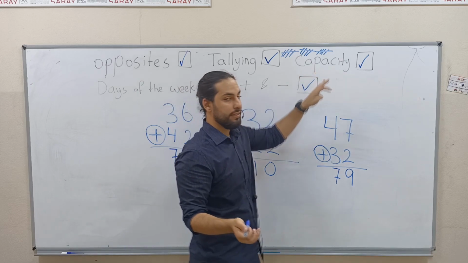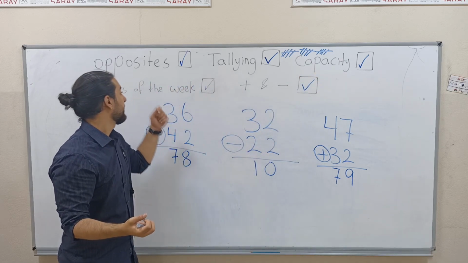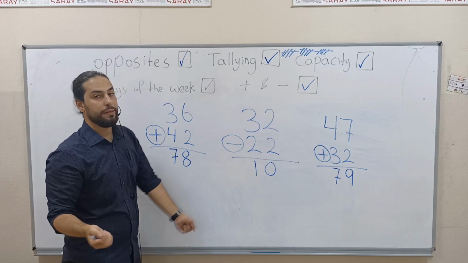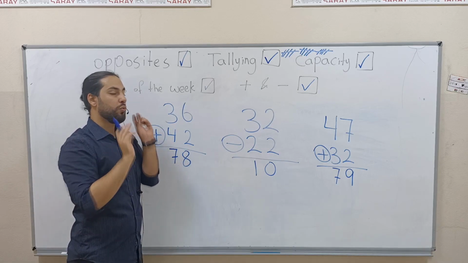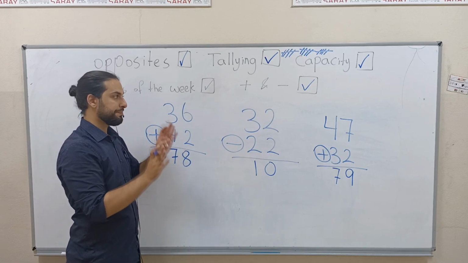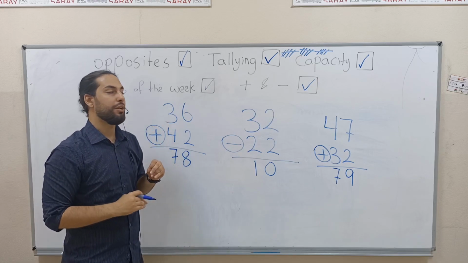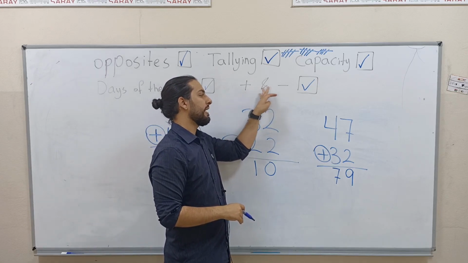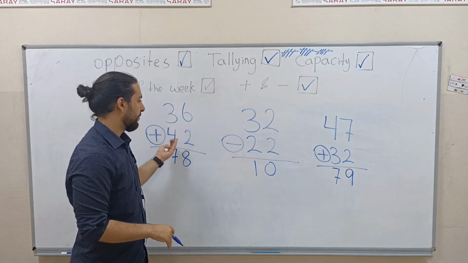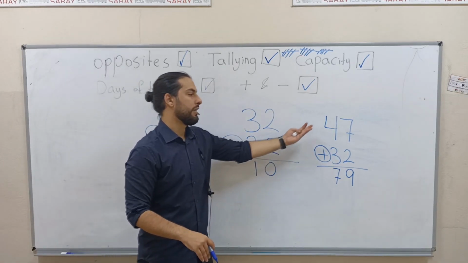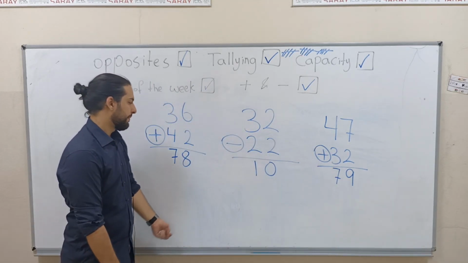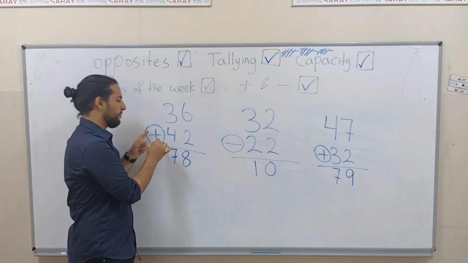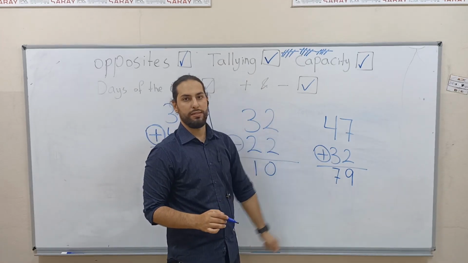Then we have capacity, which one holds more water. Then we have days of the week: Saturday, Sunday, Monday. The words will be on the paper. They just have to put them in order. The last one is plus and minus, which will be vertical, like this. It's very easy to just go through them. You just have to look at the symbol, whether it's plus, minus, plus.